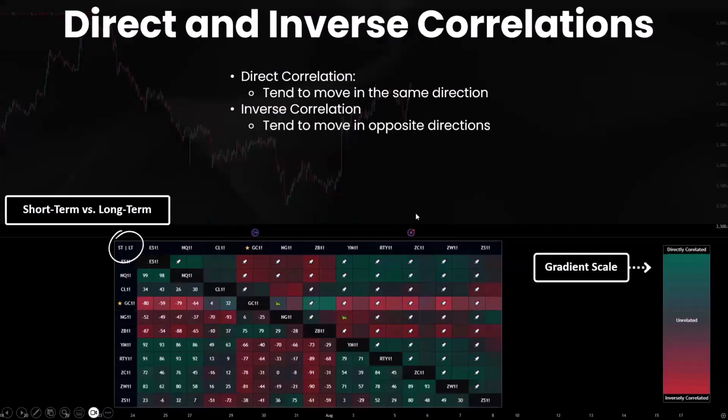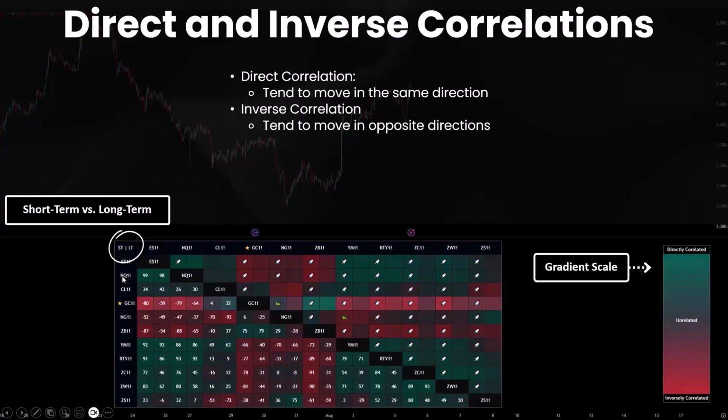Now, direct and inverse correlations. What are these? Well, if two symbols, let's say the SPY and the QQQ, or the ES futures and the NQ, the Nasdaq futures, are typically very strongly directly correlated, meaning when one symbol goes up, the other one will go up as well, or when one symbol goes down, the other one will go down as well. This is what we call a direct correlation. All right, so oftentimes you see this in ES and NQ, SPY and QQQ and so forth.